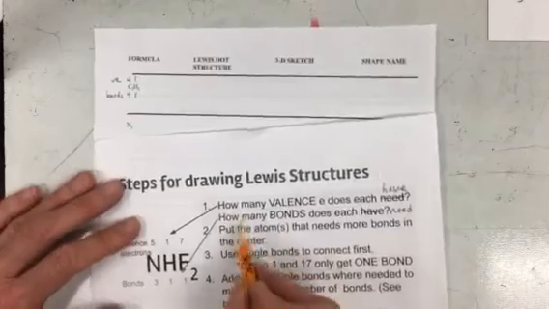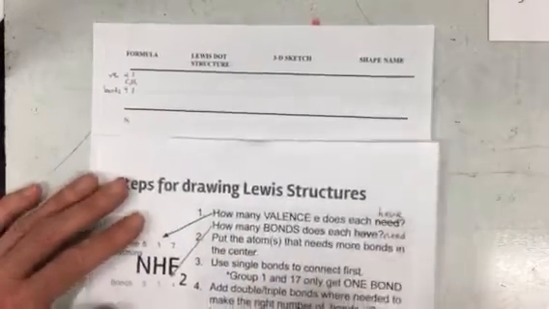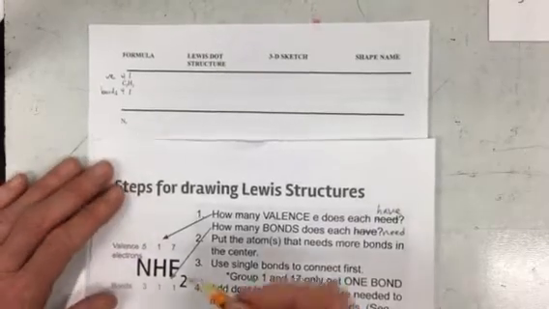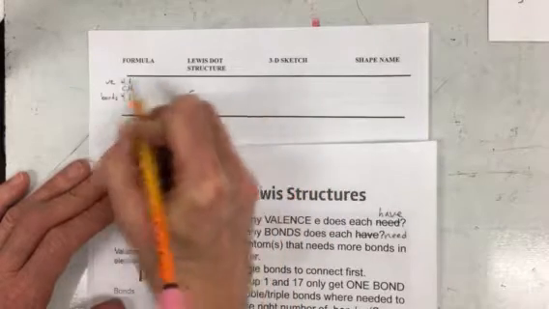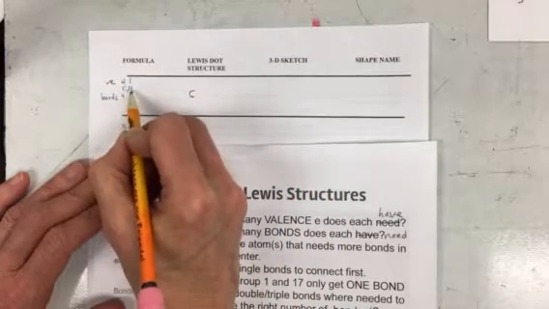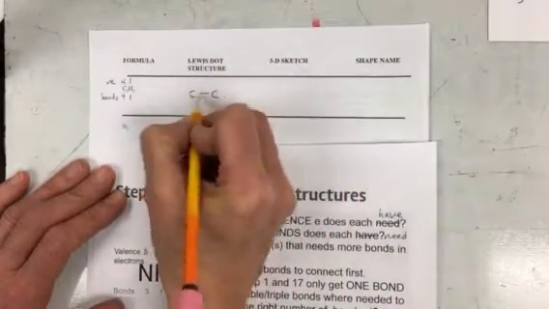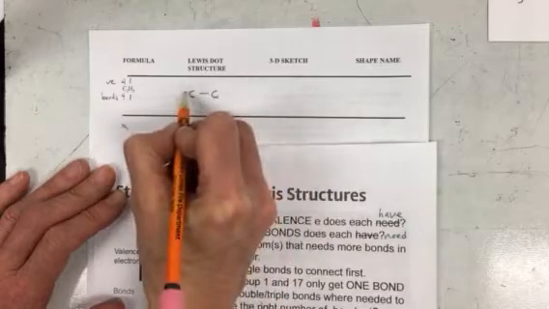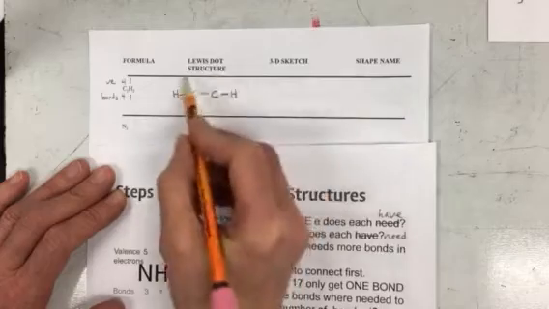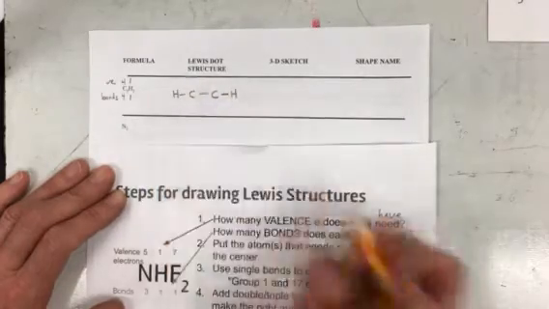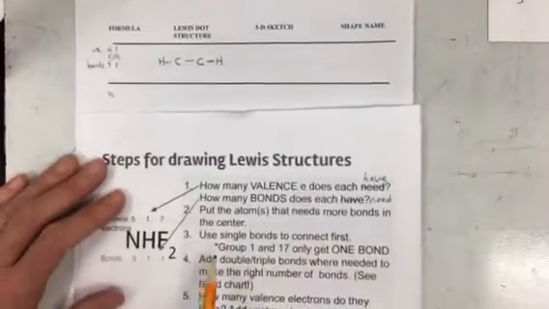Then put the atom or atoms that need more bonds in the center, and then connect with a single bond first. So I'd see 2 carbons here, and so I know they both need 4 bonds, and there's only 2 hydrogens to help out with the bonds they need. So I better put the 2 carbons together in the center, and then I'm going to put an H on each side. Because if I put 2 H's on one side, the other one won't be able to get the bonds that it needs.